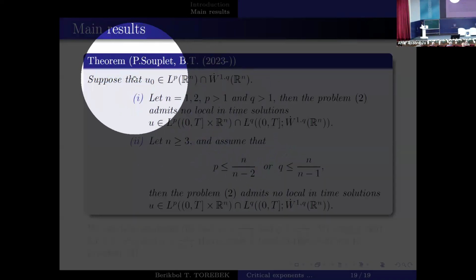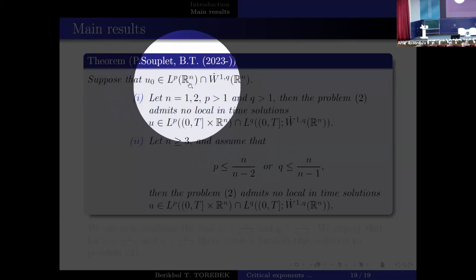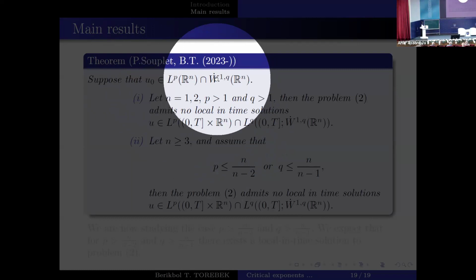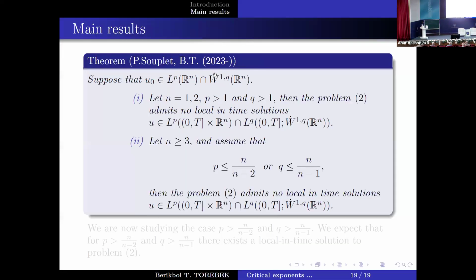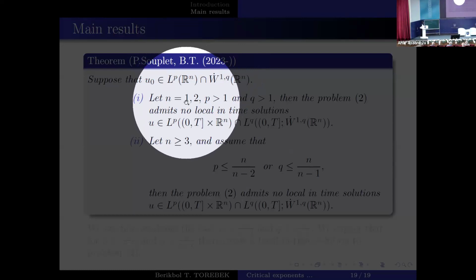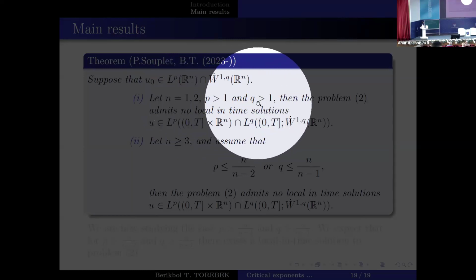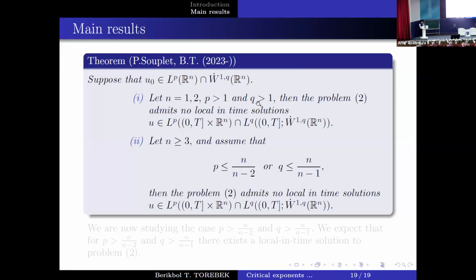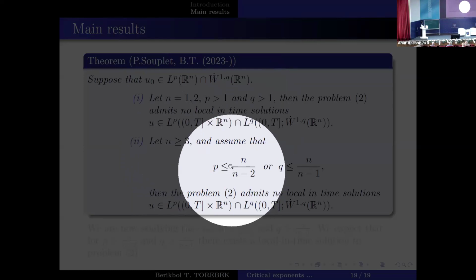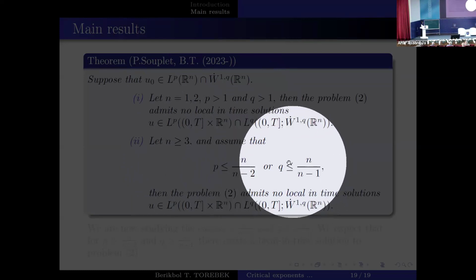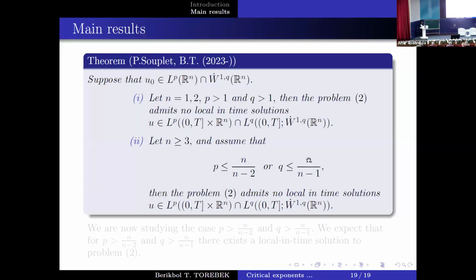Let us suppose that the initial function is from this space, which is a homogeneous Sobolev space. When n equals 1 and 2, the one-dimensional and two-dimensional cases, and for any p and q, there is no local in time solution of this problem. And if n is at least 3, then when p is less than this number for any q, or q is less than this number for any p, in this case also there is no local in time weak solution of our problem from this space.